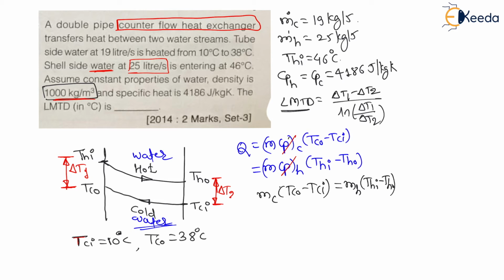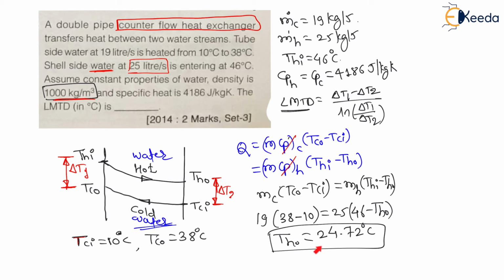Right. So let us put the values. Therefore, the mass flow rate of the cold fluid is 19, Tco is 38, Tci is 10, is equal to the mass flow rate of the hot fluid, which is 25, Thi is 46 minus Tho, which we have to calculate, right? If I equate this, I will get Tho. So let us find this hot fluid exit temperature. If I solve for this hot fluid exit temperature, I will get 24.72 degrees Celsius, right?